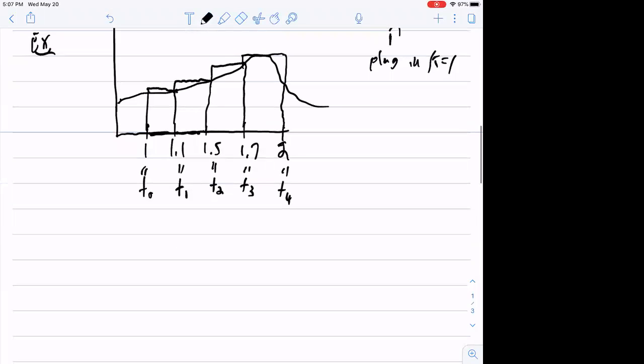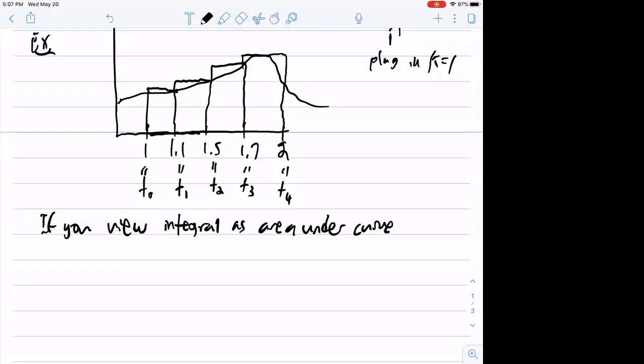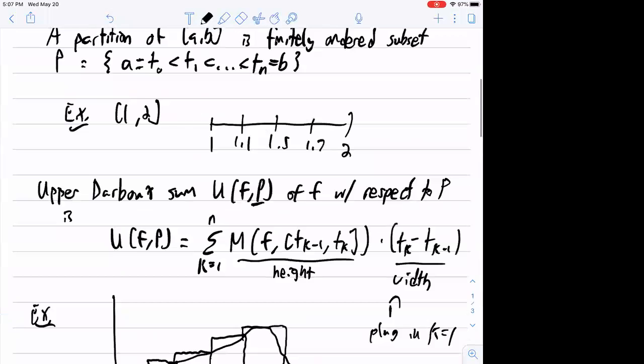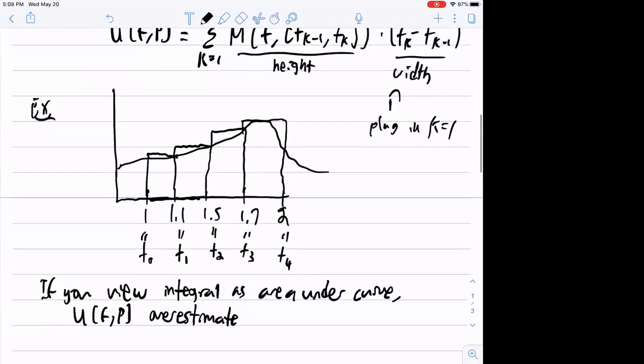If you view the integral as the area under the curve, though I haven't defined it yet, you can see the upper Darboux sum is always an overestimate. On each interval we're taking the supremum, capital M. I'm taking the largest value of f over the interval, so of course there are some terms right here that I overcount.